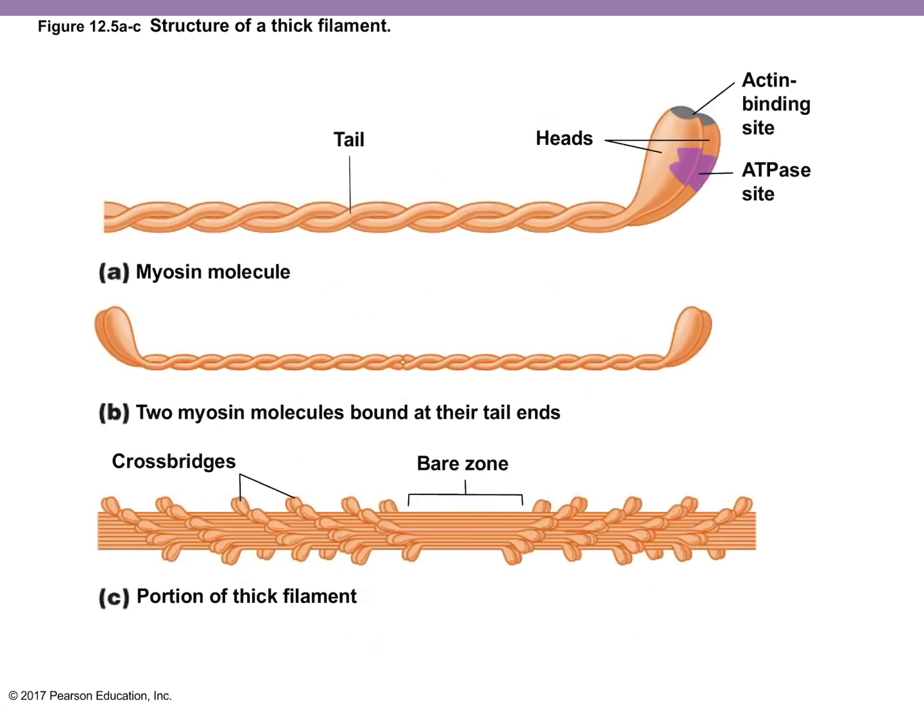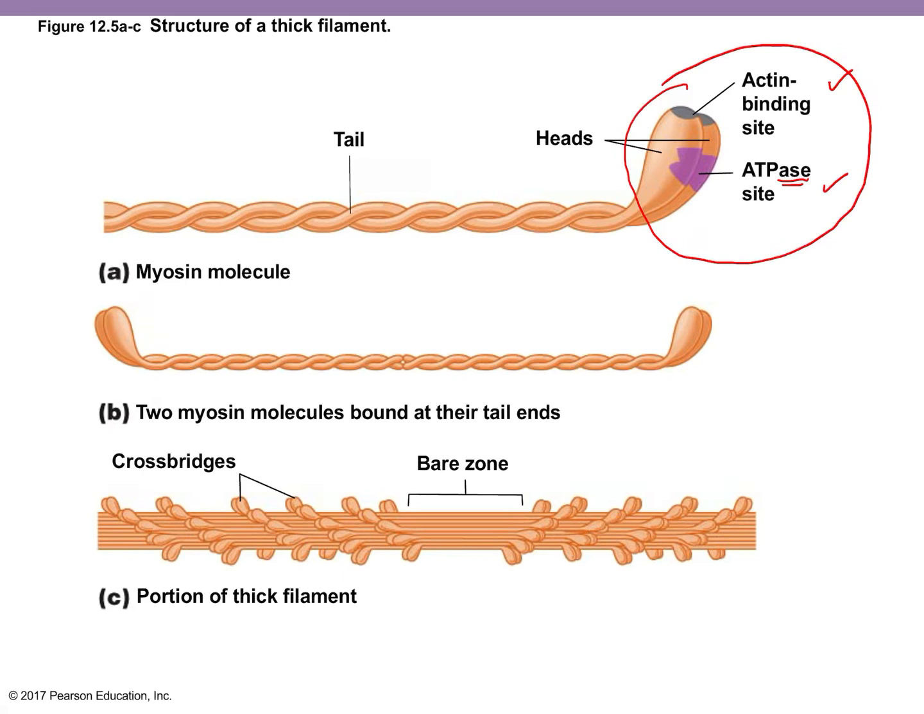Here's myosin. Myosin looks like golf clubs that are intertwined around each other. The active part of myosin is called the head, and the head has two important parts. It has an actin binding site, because we know it needs to bind to actin, and it also has an ATPase site. ATPase is an enzymatic site that breaks down ATP.